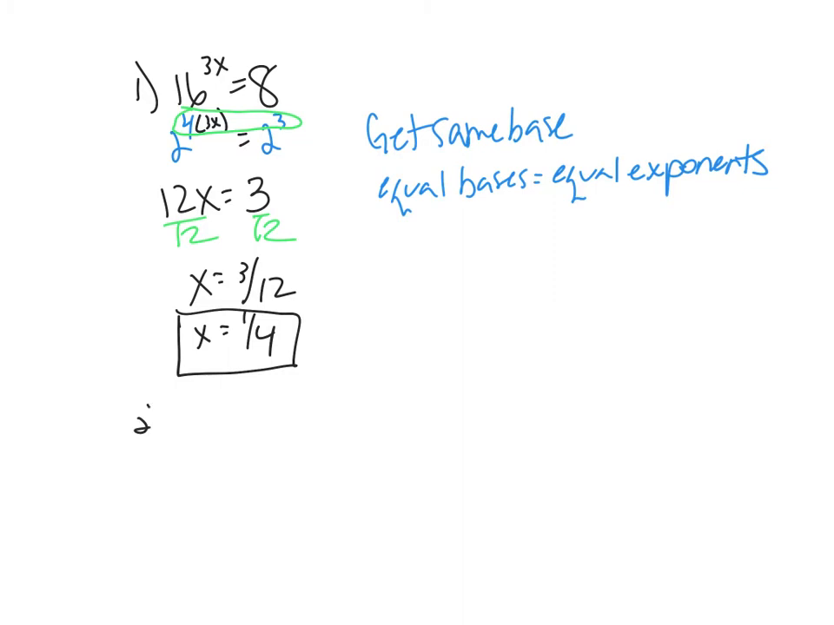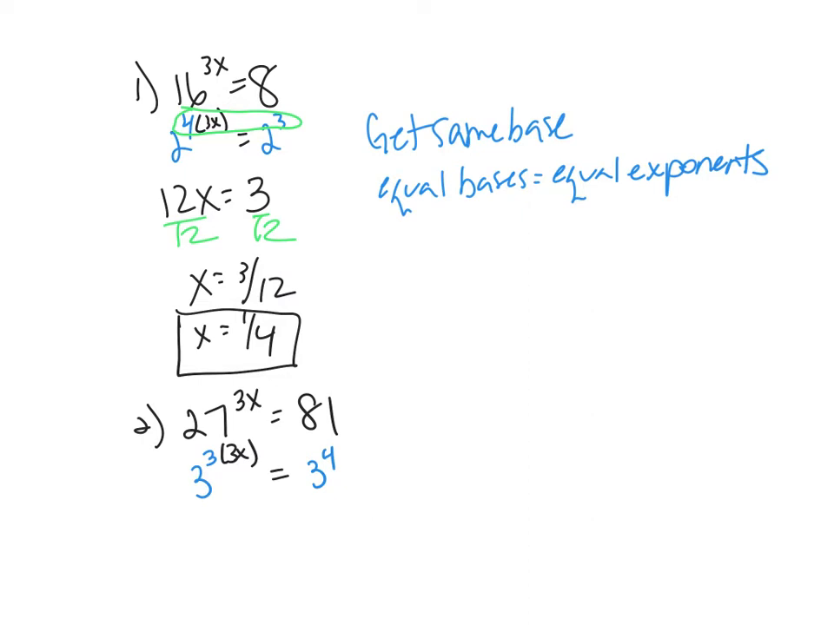So let's try another one. What if we have 27 times 3 to the x equals 81? So notice the bases are not the same, but 27 and 81 do have a common base of 3. Well, 27 we can rewrite as 3 cubed. 81 we can rewrite as 3 to the 4th. So 27 times 3 to the x is really 3 cubed times 3 to the x. 81 is 3 to the 4th.